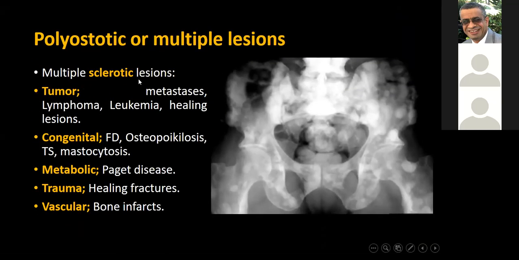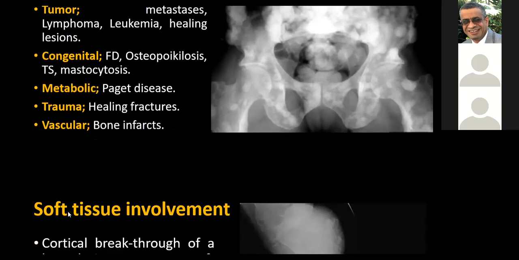Multiple sclerotic lesions can be a case of metastasis, like from prostate, from breast cancer, or from carcinoid tumor, maybe lymphoma, leukemia, or maybe healing lesions. As we said before, some osteolytic lesions become sclerotic when healed. There are also congenital causes, metabolic, trauma, or vascular.